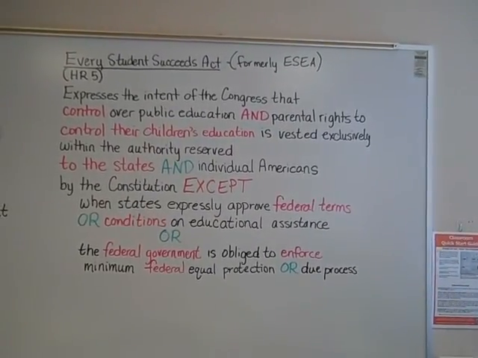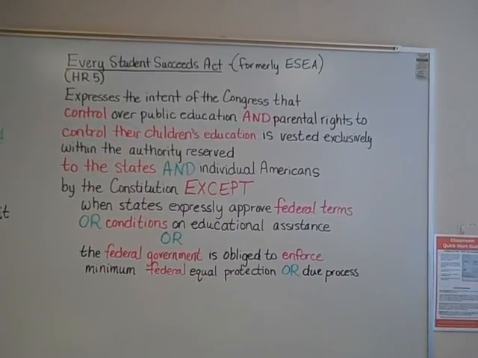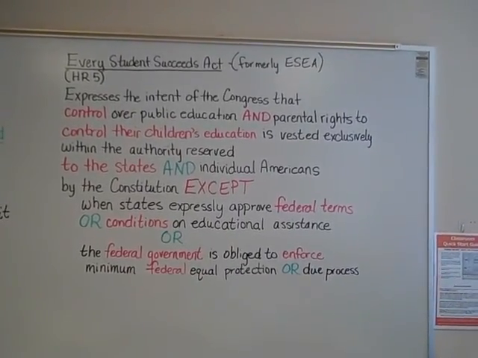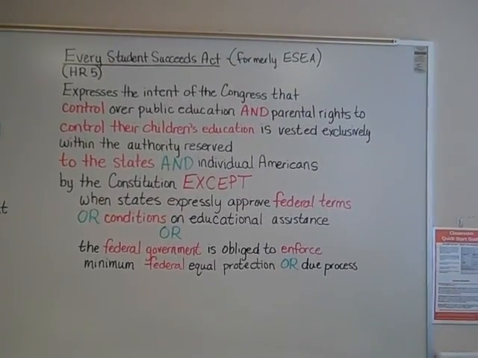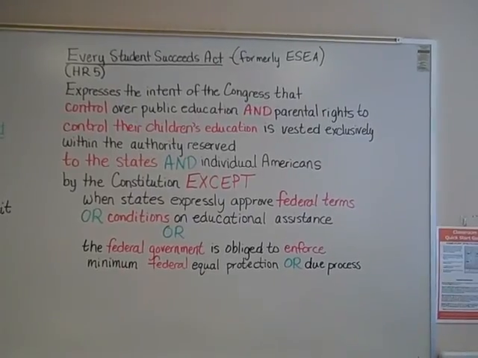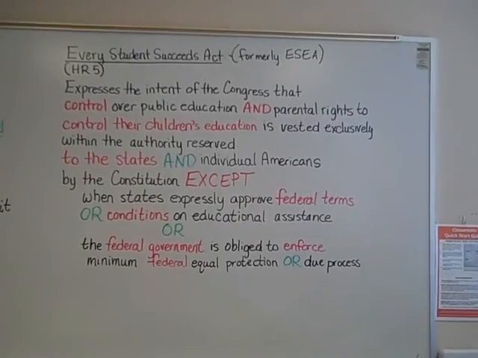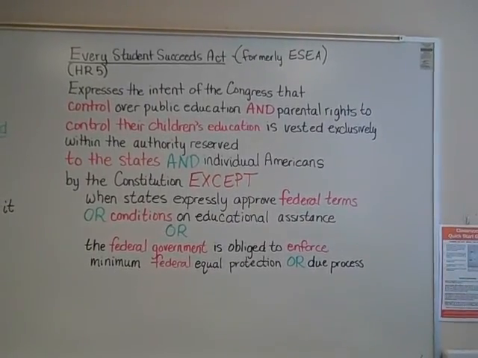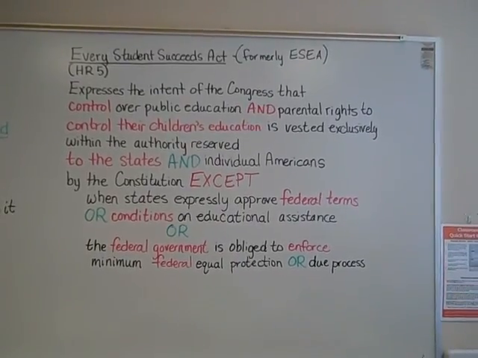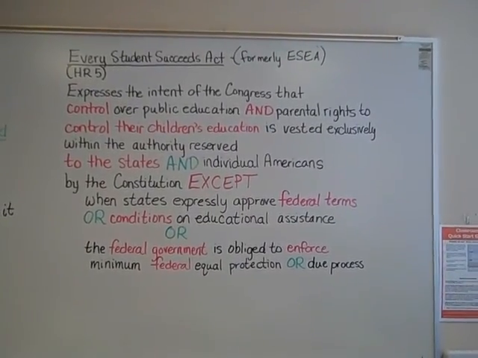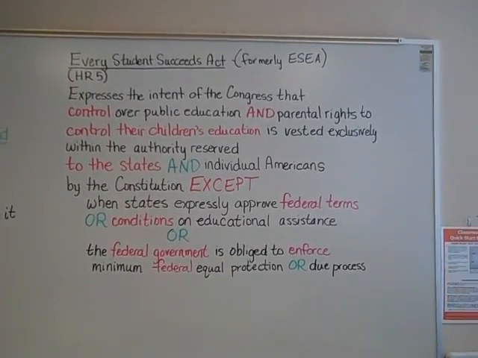And it also says, by the Constitution, it has exceptions. When the states expressly approve federal terms or conditions on educational assistance, or the federal government is obliged to enforce minimum federal equal protection or due process. So you see quite a few "ors" in there, many different cases where the federal government will be able to override not only individuals and what they want their kids to learn, but also to override the states. And this is definitely not the intent of the U.S. Constitution or the 10th Amendment.